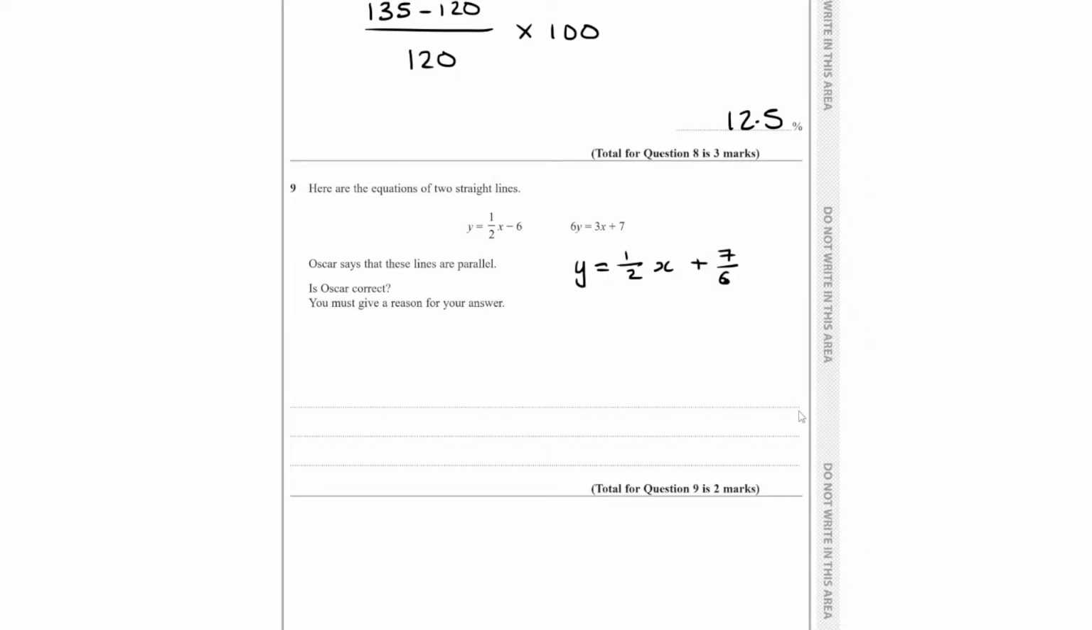Yeah, exactly. 3 over 6 is a half. And so that's probably what I would do. And then I would just say, yes, they have the same gradient, or something like that. Do you know what I mean? Referencing the gradient, or both of the gradients are a half, or something like that. They have to also be the same positive or negative as well, technically. So yeah, that's literally it for parallel lines. Just, do they have the same gradient, yes or no?